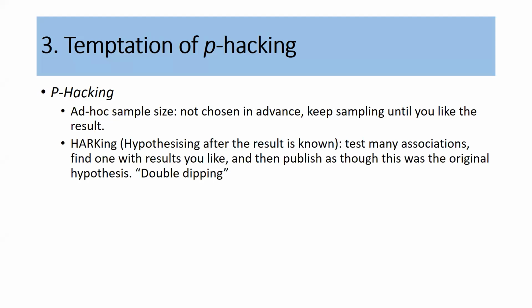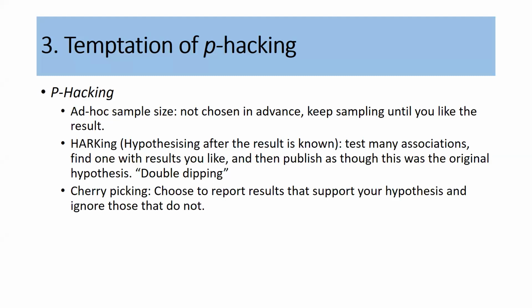HARKing is hypothesizing after the result is known, and this is where you test many associations. You maybe find one that you like, and then you publish that as though it was the original hypothesis. Also known as double dipping, where you use the same data to generate hypotheses as to test them.